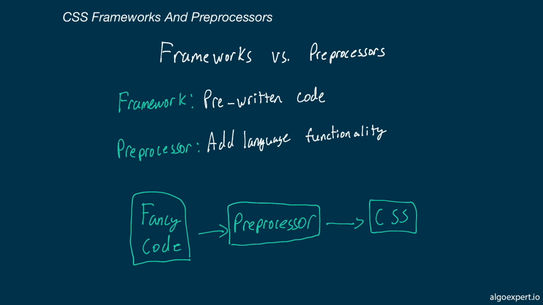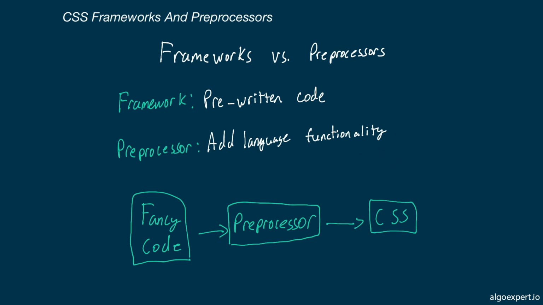Oftentimes you will hear the word framework as a fairly generic term, but really there are two categories of tools we are discussing here. First, a CSS framework is simply pre-written code that we can use in our projects to speed up development. This usually comes in the form of pre-written style sheets or pre-built components. A preprocessor, on the other hand, is a way to add functionality to the language.